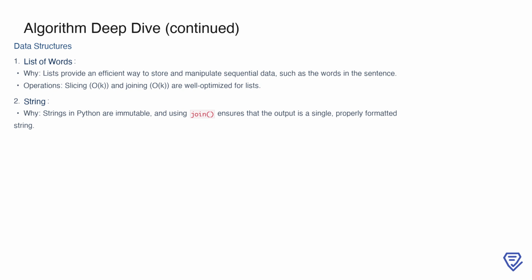The combination of these two structures enables the algorithm to handle the problem efficiently. Specifically, the slicing and joining operations are highly optimized for lists in Python, ensuring that the algorithm remains performant even as the input size increases. This balance of simplicity and efficiency makes the chosen data structures ideal for solving this problem.